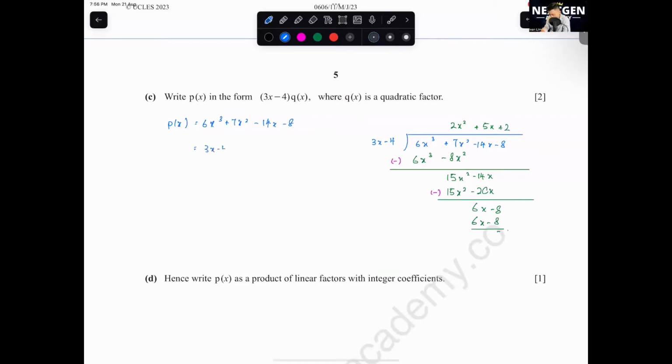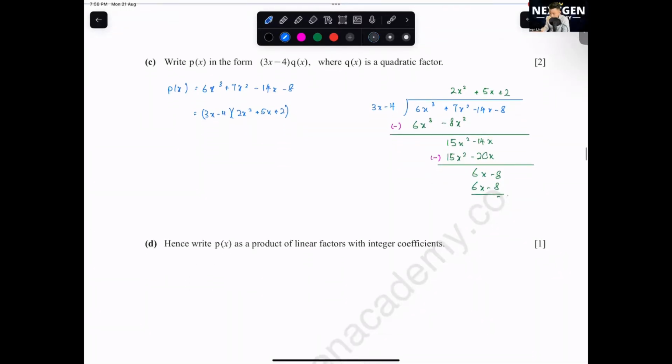So 3x minus 4, 2x squared plus 5x plus 2. Okay? You don't write this step only, by the way. 0 marks. Okay, you need to show the long division, even though it's just a 2-mark question.